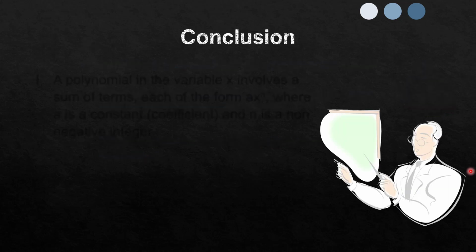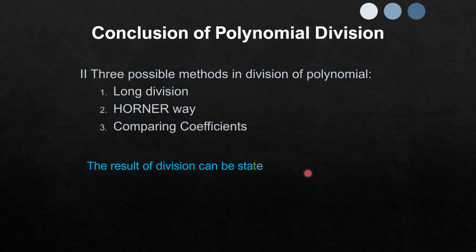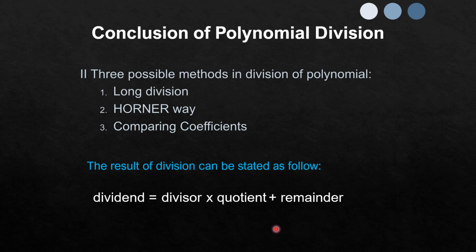So, that's all for today. We already learned 3 methods of division of the polynomial and how you can state it as an identity. Let's continue with the exercise at the meeting.